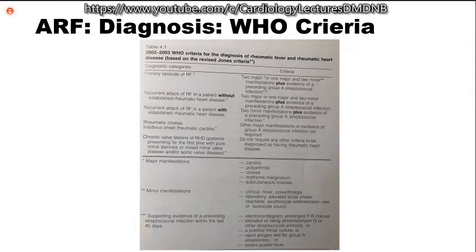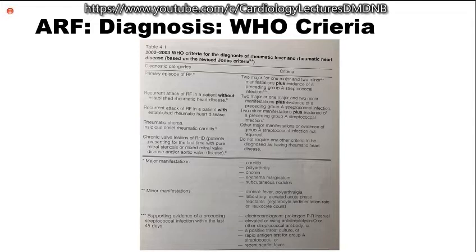Rheumatic chorea, insidious onset of rheumatic carditis. These are the two criteria where other major manifestations or evidence of group A streptococcal infection are not required. That's the most important thing you should remember: in patients presenting with rheumatic chorea, it is always rheumatic. There is no need to look for other criteria, if they are there, yes. But if they are not there, still the diagnosis is acute rheumatic fever, rheumatic chorea.